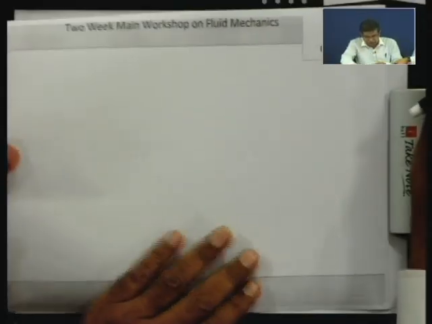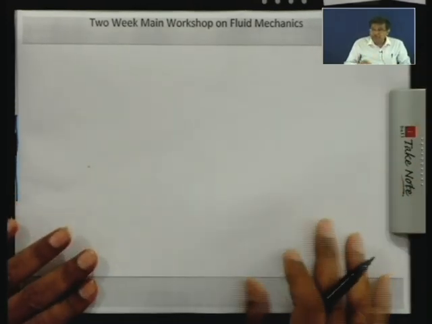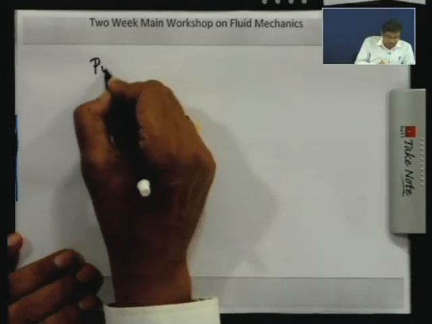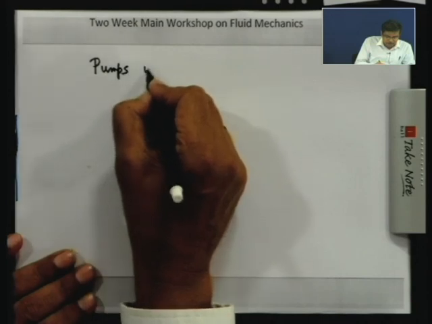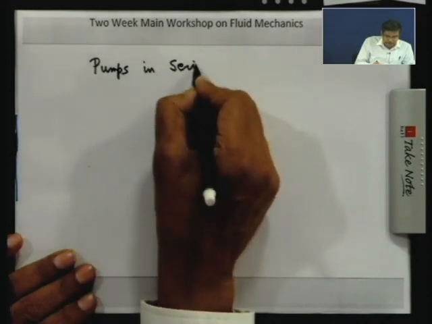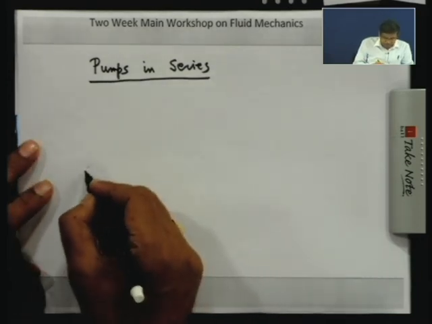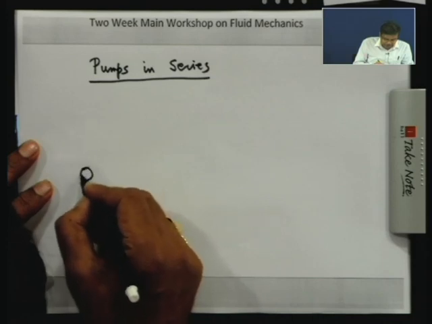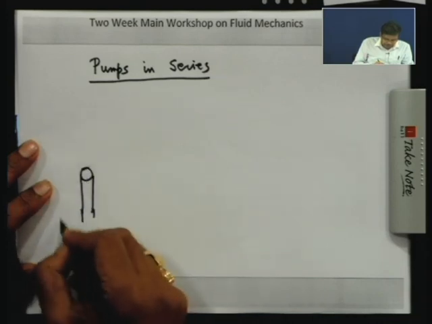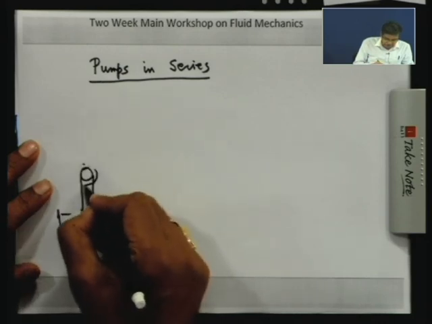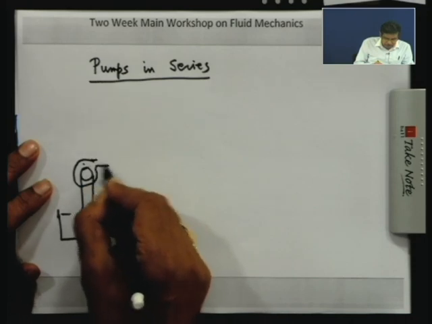Okay. Next, I will tell you about pumps, which are sometimes used in conjunction, in series and parallel, like pipes. Let us consider pumps in series. What is meant by pumps in series? Very simple. Let us have a pump like this, which takes water from a sump, and this is the outer casing. This way the pump is represented.